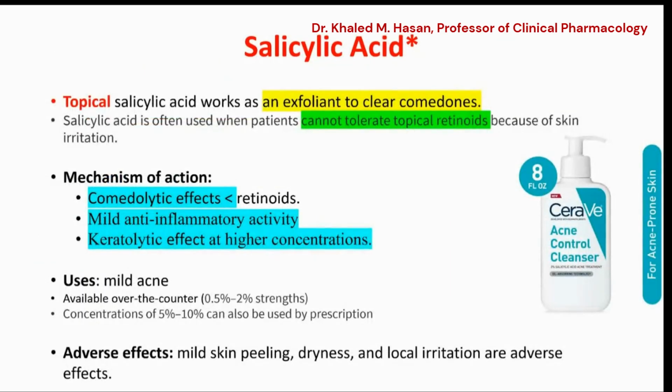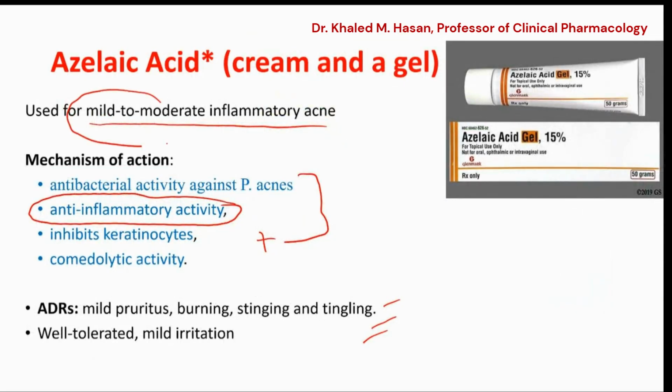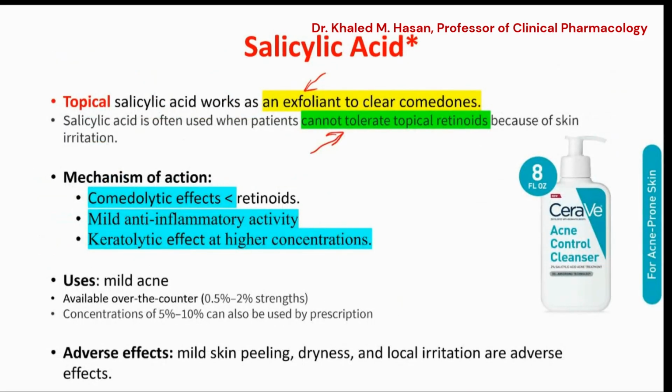Okay. Moving to the next one here, salicylic acid. The third medication, salicylic acid, we use as an exfoliant to clear comedones. They said this medication is used for patients who cannot tolerate retinoids. So I will go back: if you remember, the first two medications we use for mild to moderate. Does that make sense? What about this medication here? We use it for patients who cannot tolerate topical retinoids. This is the alternative here.